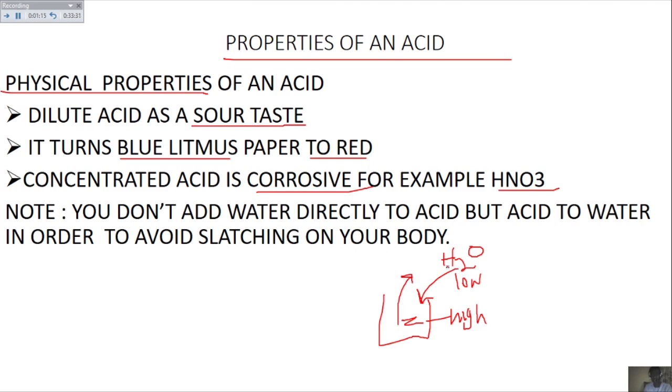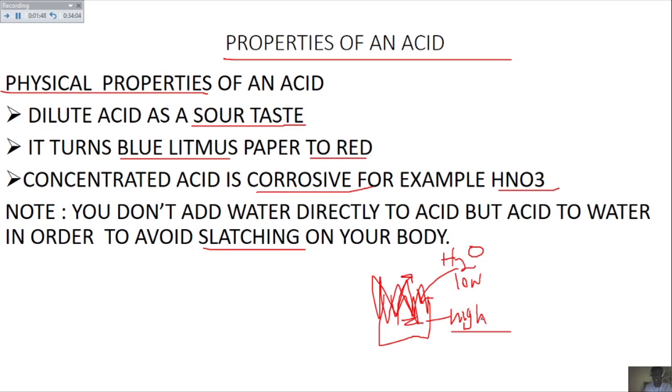By the time you are moving from low to high, what happens? It splashes, because there is no way a low solution can increase the high concentration. The flow of heat will move from higher to lower. Therefore, when you try to add water to this, you are trying to make the solution splash. In that case, you have to be very, very careful in order to avoid splashing on your body.